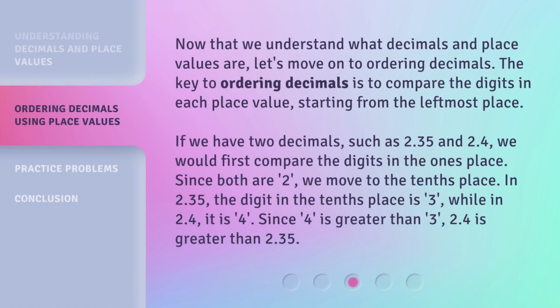Now that we understand what decimals and place values are, let's move on to ordering decimals. The key to ordering decimals is to compare the digits in each place value, starting from the leftmost place. If we have two decimals, such as 2.35 and 2.4, we would first compare the digits in the ones place. Since both are 2, we move to the tenths place. In 2.35, the digit in the tenths place is 3, while in 2.4, it is 4. Since 4 is greater than 3, 2.4 is greater than 2.35.